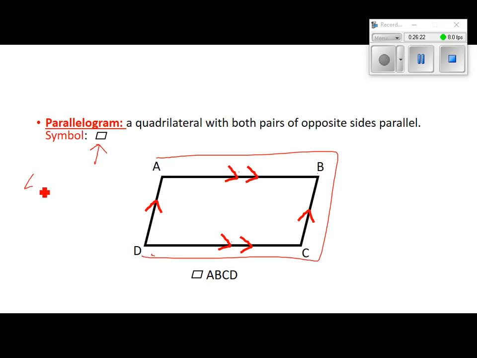What's another way that that shape could be named? A, D, C, B, I heard. Would that work? Yeah. What's another way? D, C, B, A. Would that work? Yeah. Any of those.